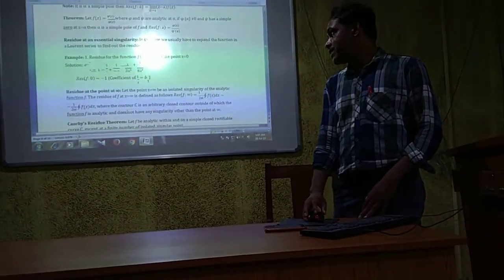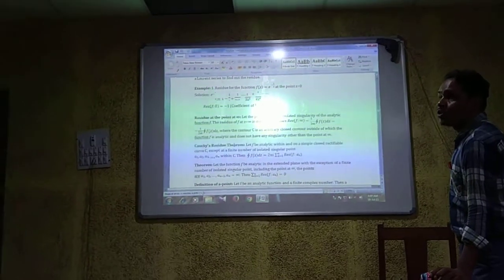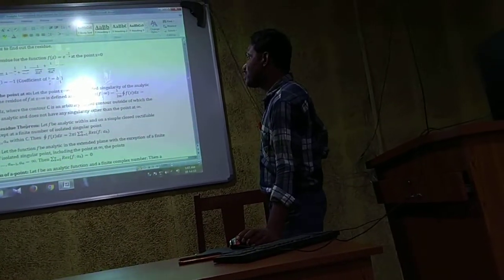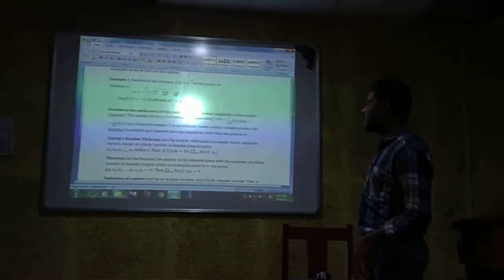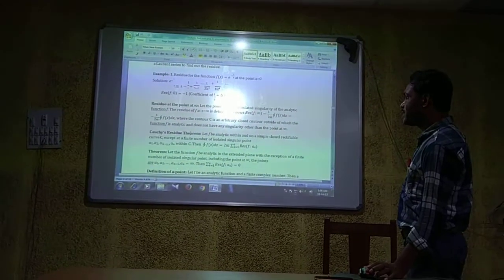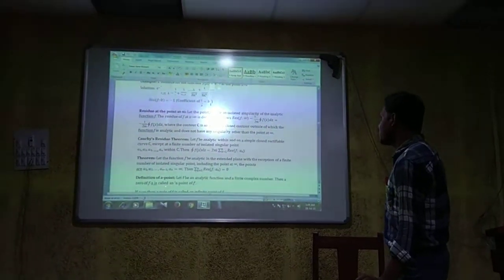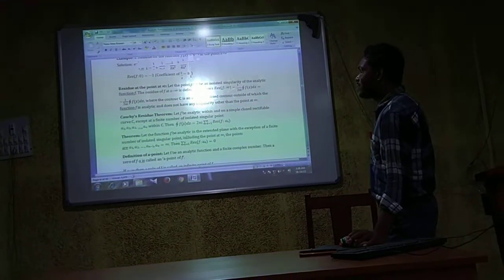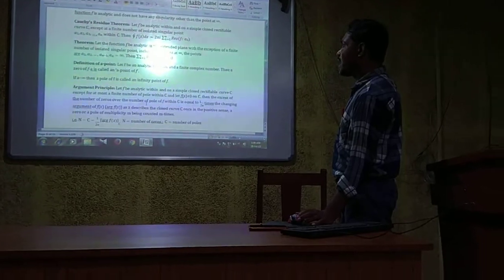Okay, a residue, then we discuss the very important theorem, Cauchy's residue theorem. If f is analytic within and on a simple closed rectifiable curve C, except at a finite number of isolated singular points A1, A2, A3, ..., An within C, then the integral over gamma of f(z) dz equals 2 pi i times the summation from k equal to 1 to n of the residue of f at a_k. Okay, the next theorem is, let the function f be analytic in the extended plane with the exception of a finite number of isolated singular points, including the point at infinity, then the summation of the residues of f at a_k equals 0.